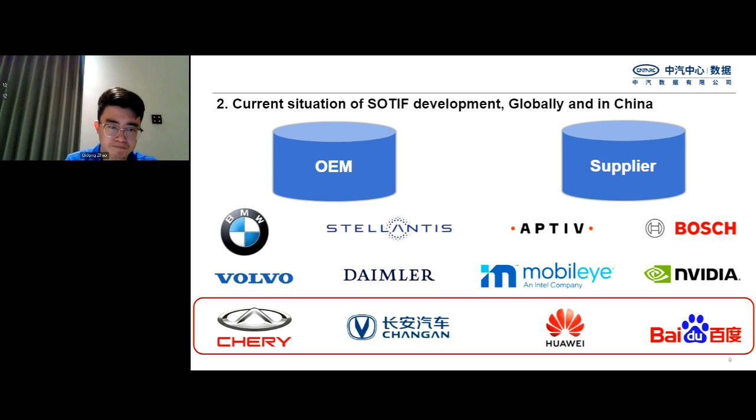And according to our research and project experience, we also have many OEMs and suppliers in China, some of them very famous in the world, like Huawei or Baidu, and also OEMs like Chang'an or Chery. They put in a lot of effort and invested a lot, in terms of both funds and engineers, into this SOTIF area. So, as we can see, it's going to be a very hot and popular area in autonomous driving.